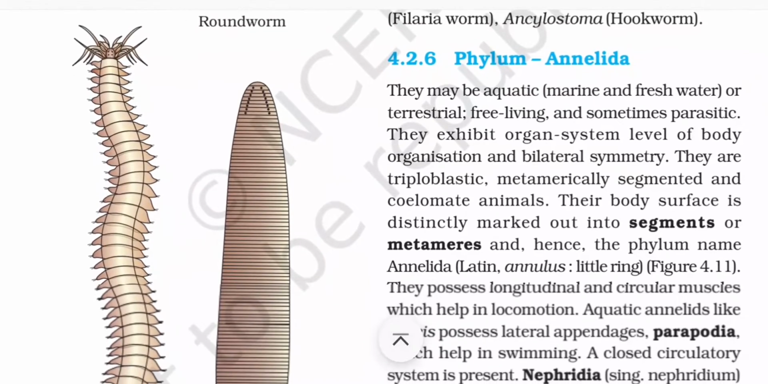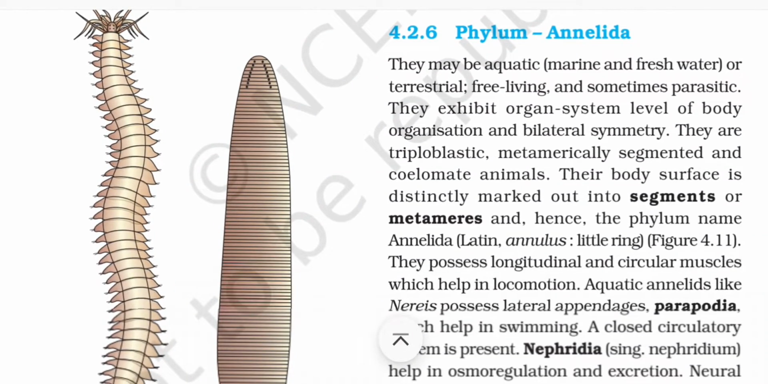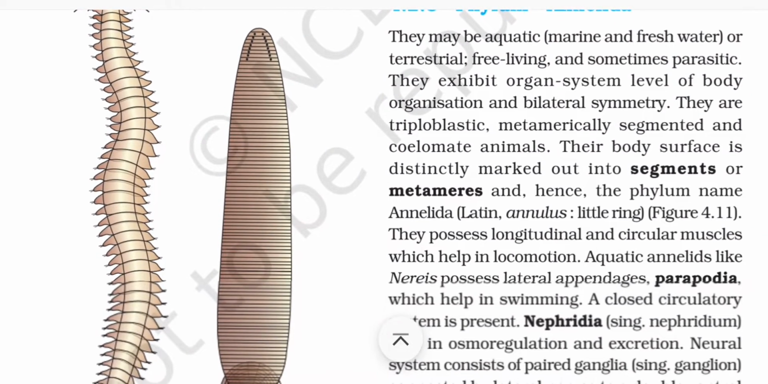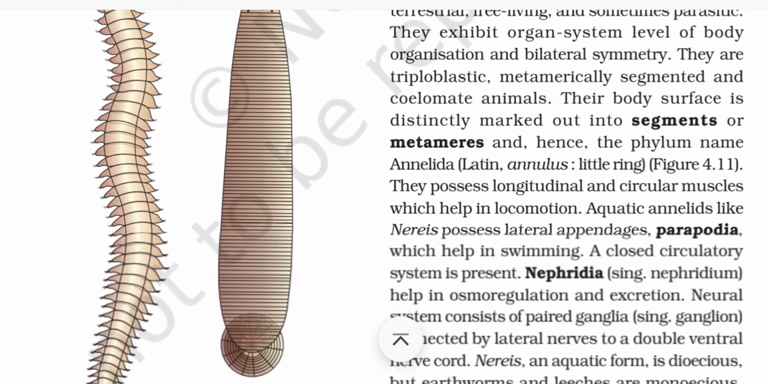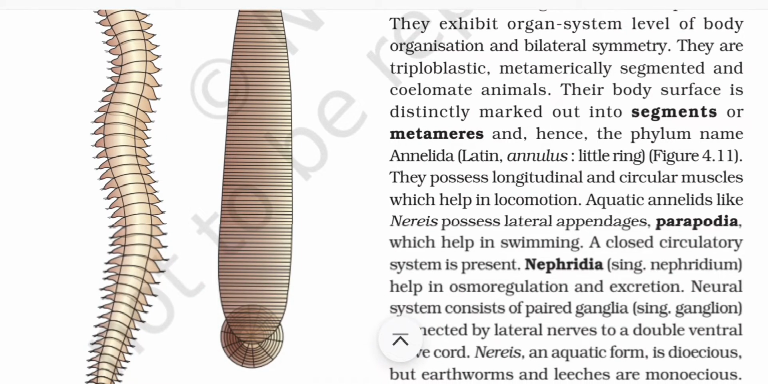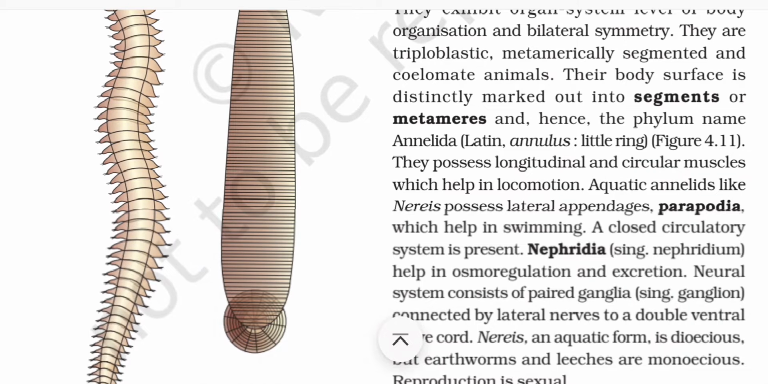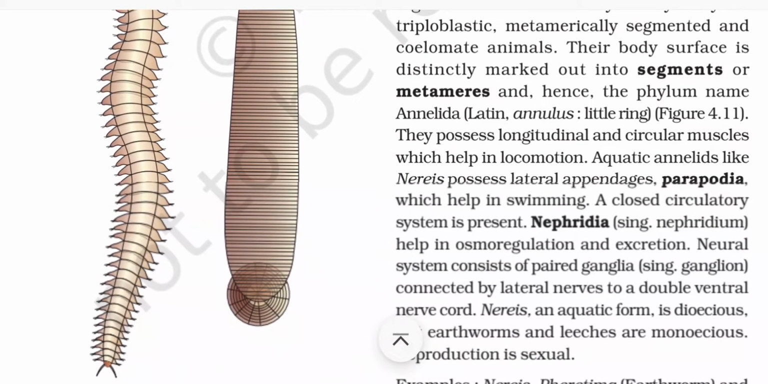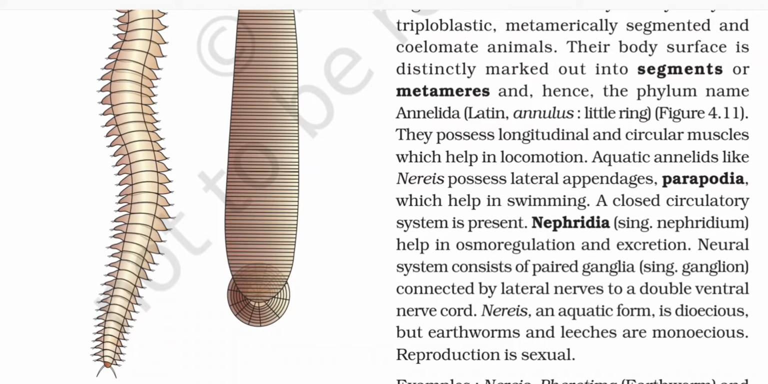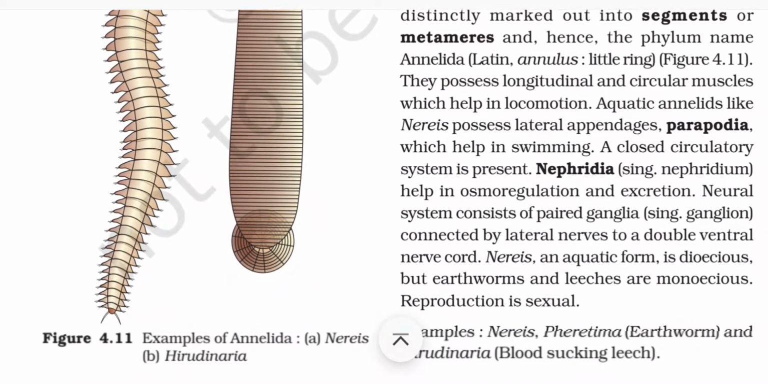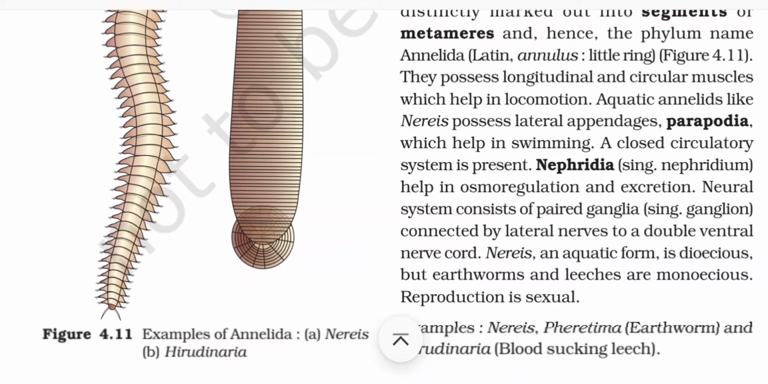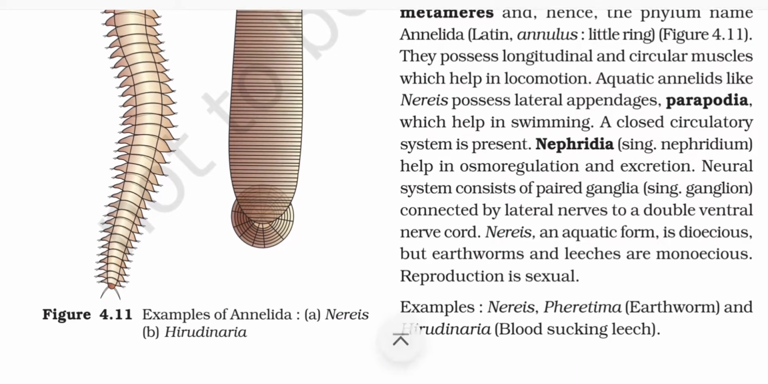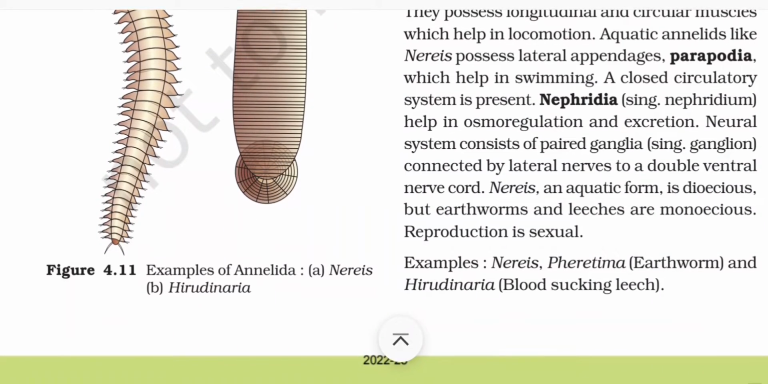4.2.6 Phylum Annelida. They may be aquatic, marine and freshwater, or terrestrial, free-living and sometimes parasitic. They exhibit organ system level of body organization and bilateral symmetry. They are triploblastic, metamerically segmented, and coelomate animals. The body surface is distinctly marked out into segments or metameres, hence the phylum name Annelida. They possess longitudinal and circular muscles which help in locomotion.